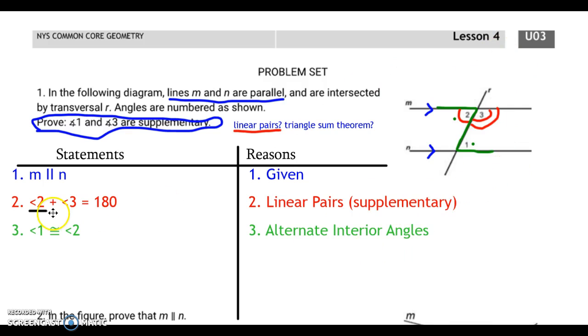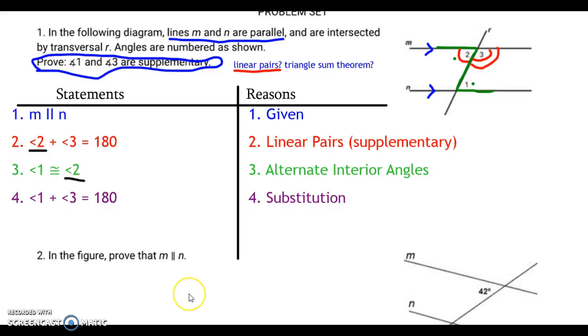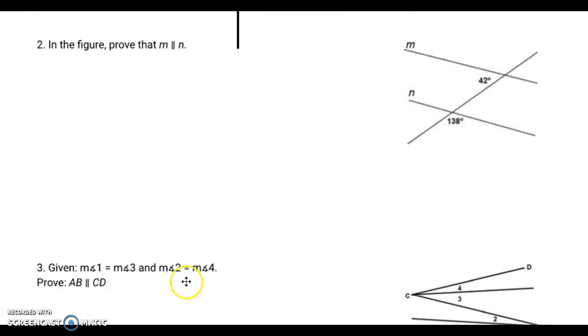The last thing that I did was I identified angles here. Angle 2 is in both of these equations, so I decided to take angle 1 and replace angle 2 with it. In other words, angle 1 plus angle 3 is equal to 180 using substitution. I've proven that angles 1 and 3 are supplementary because supplementary angles add up to 180. Easy.